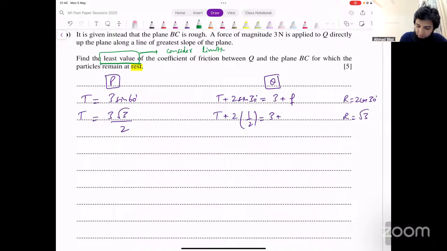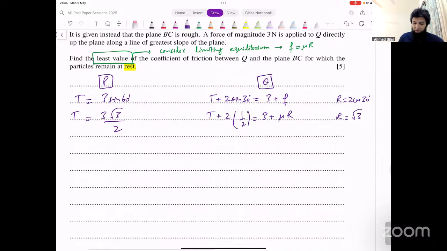Okay? Because that's the extreme case of equilibrium. That's what we have to consider. If it's limiting equilibrium, that means F equals mu R. So in place of F, you can write mu times R. Okay, now we've got everything that we want.